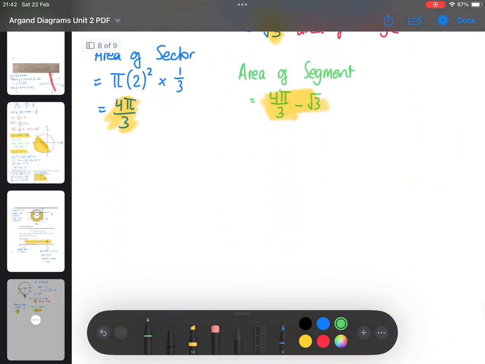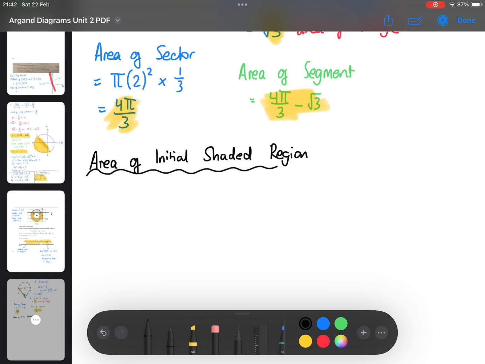So, if that's the area of the segment, we now need to go back and work out the area of the initial shaded region. So the larger circle has area equals pi, and the radius was 2, so it's 2 squared, which is 4 pi.